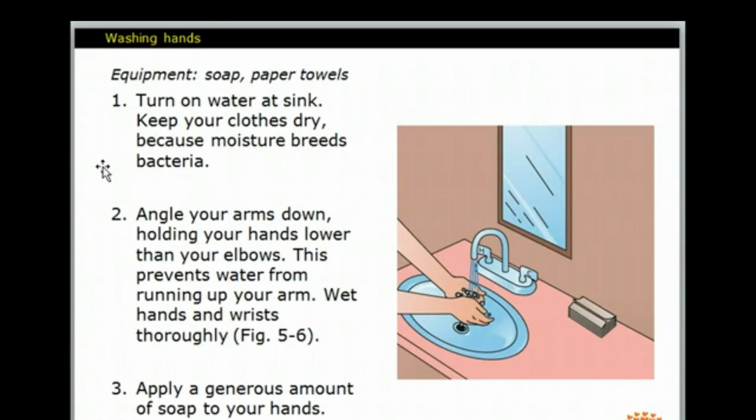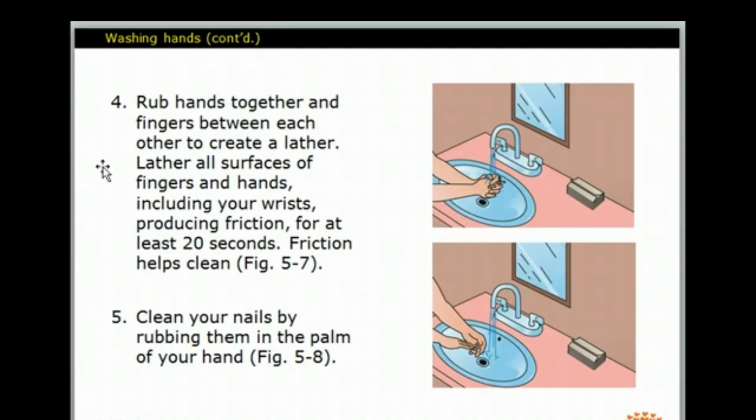So let's talk about hand washing. You need soap and water and towels. There is a procedure, there is a process, so let's go over and talk about it. Let's see. You're turning on the water. You wet your hands and wrists thoroughly. Apply a generous amount of soap. Rub your hands together. Create a lather. I've often heard a lot of infection control people say, sing happy birthday to yourself, and that'll be about the time you need to be washing your hands.